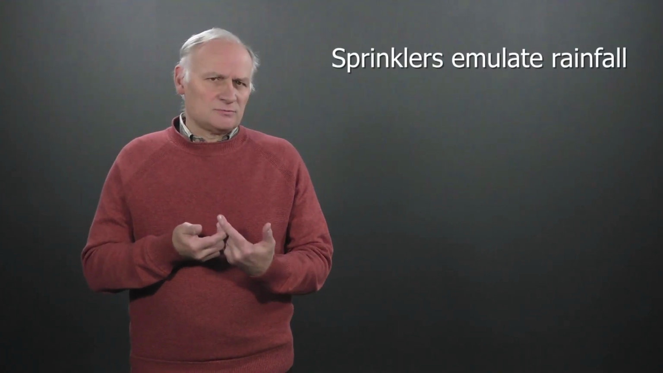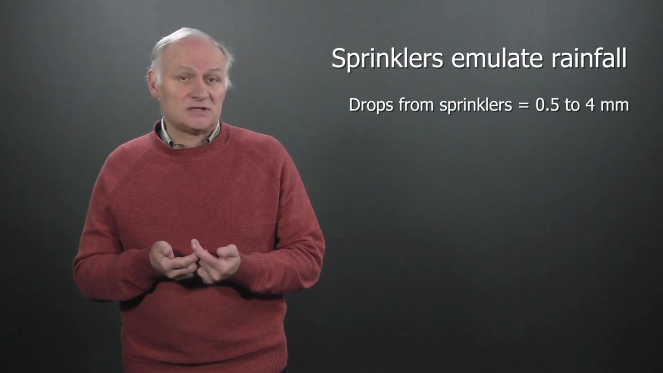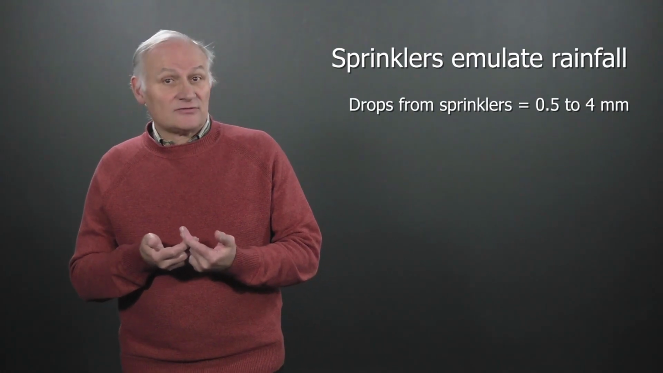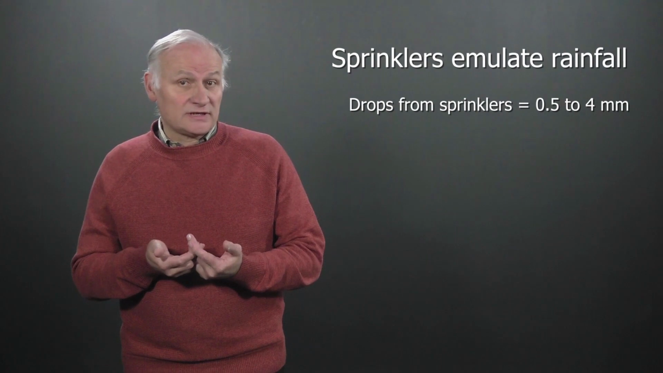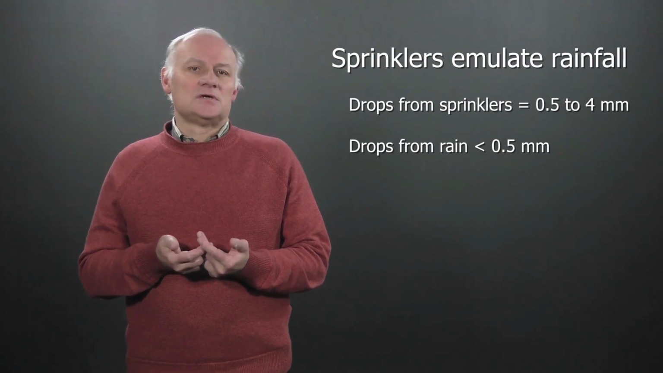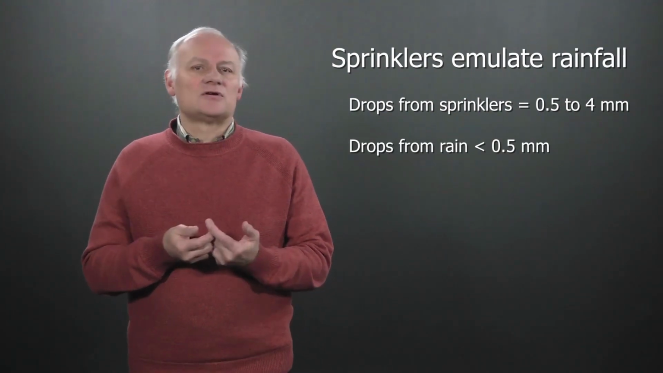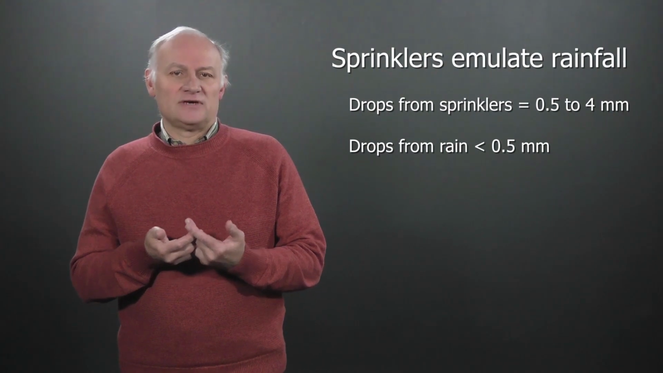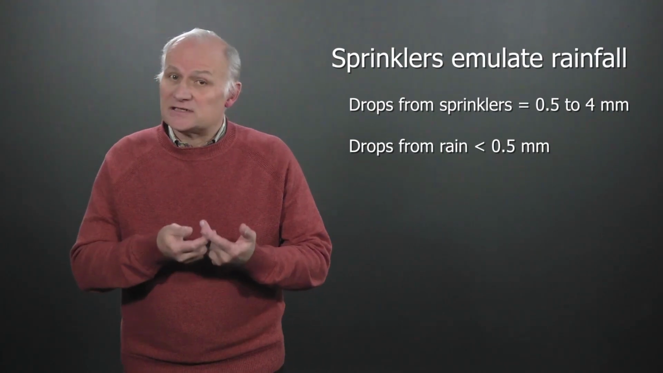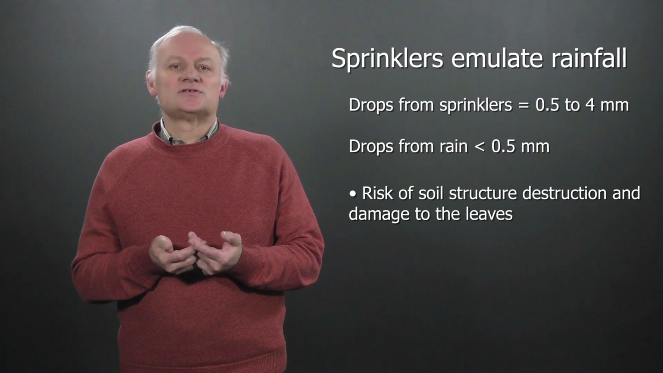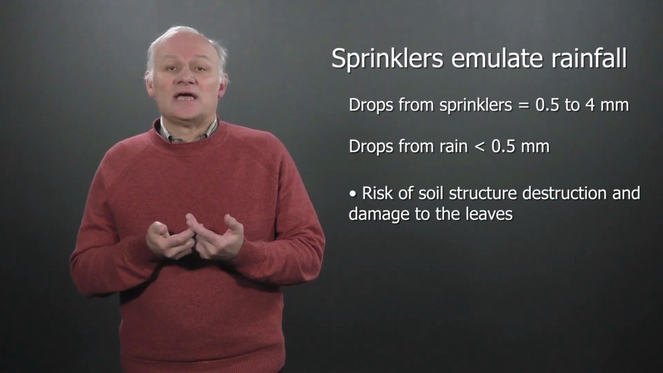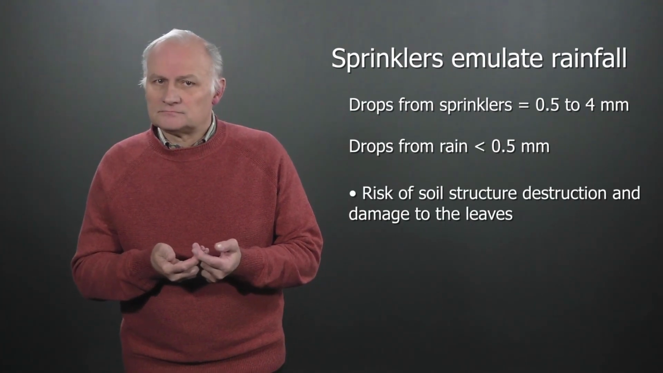We said that sprinkler irrigation is similar to rainfall. There is, however, some difference. Drops from the sprinklers are 0.5 millimeter to 4 millimeters in diameter, while natural rain drops are normally smaller than 0.5 millimeters. So, the drops from a sprinkler are much larger than from natural rain. This means that there is more risk of soil structure destruction and damage to the leaves.